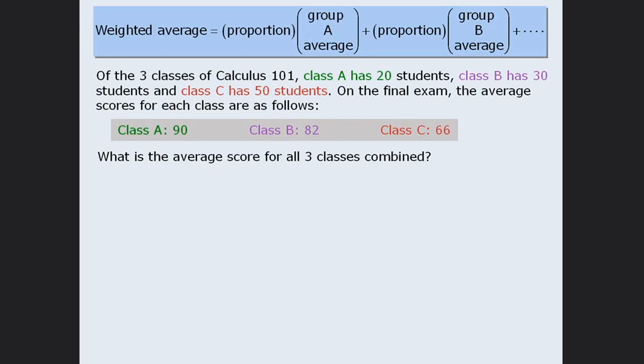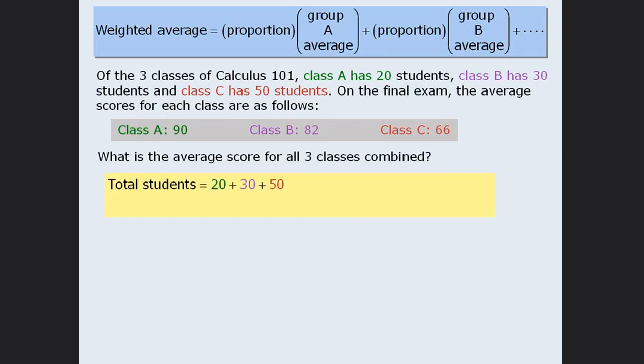Here we have 3 classes of Calculus 101. Class A has 20 students, Class B has 30 students, and Class C has 50 students. We are given the average test scores for each class, and we want to determine the average score for all 3 classes combined. Since there is a different number of students in each class, we can use the weighted average formula. So first, let's determine the total number of students in the combined population.